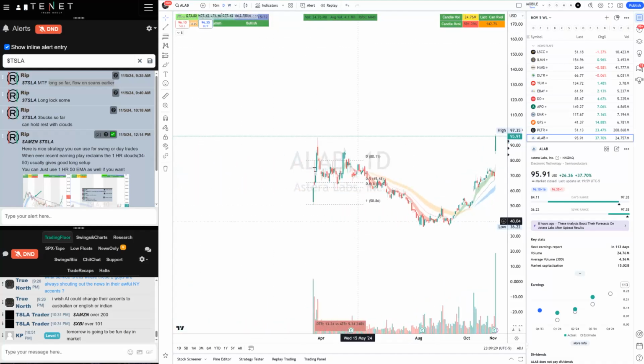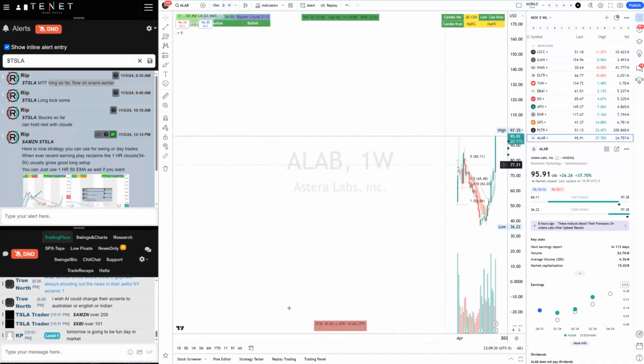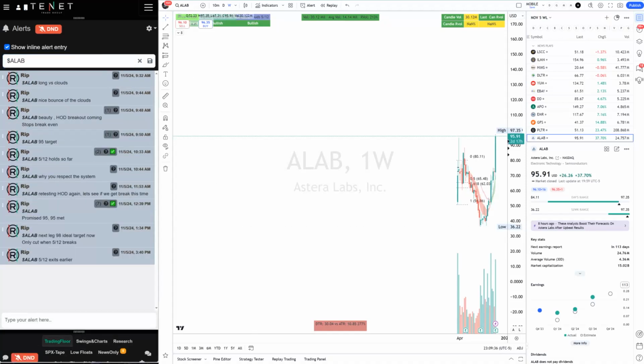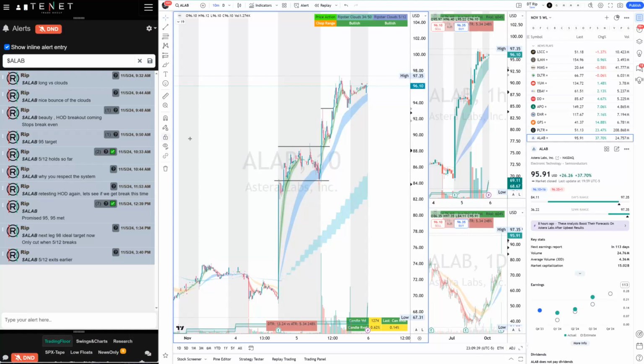You can see that daily chart, and you can see the ALAB weekly chart, right? So you saw the plan on ALAB. Let's see what my guidance was all day on ALAB. I said long right at the open. I told my community to go long versus the cloud. You can see ALAB was a nice bounce off the clouds right here. The clouds give you the entry.